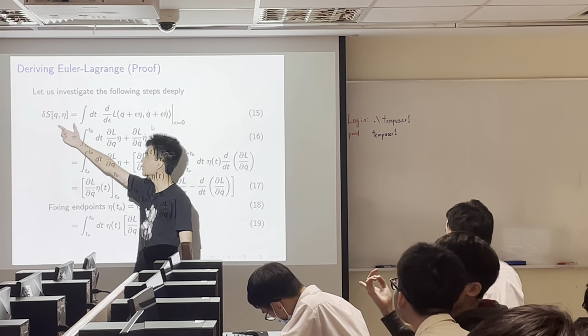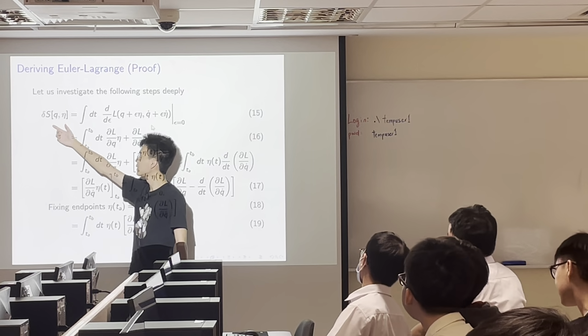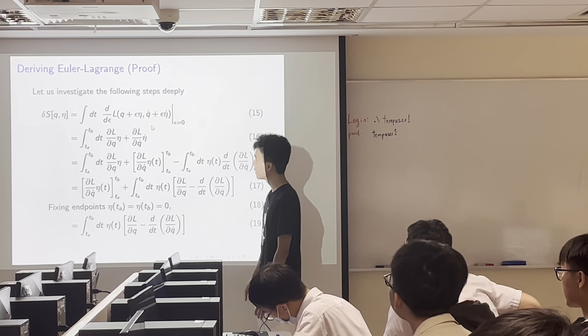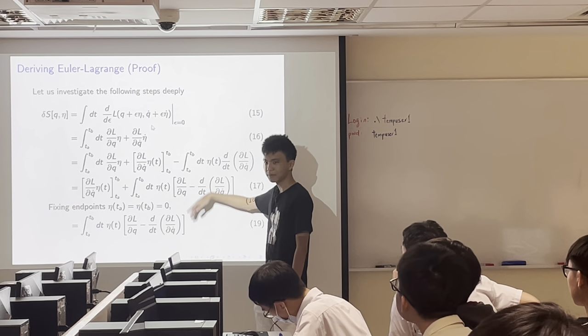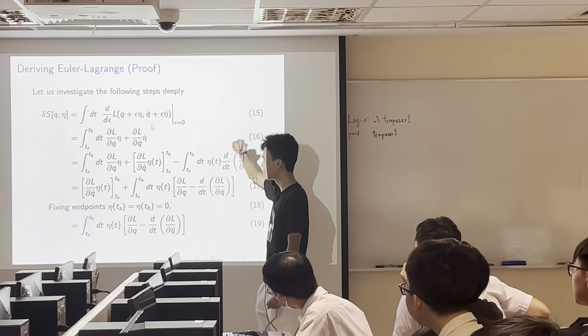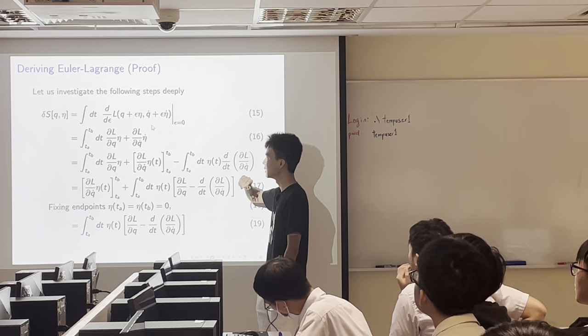Okay. So all that remains to do is to show the variation of S Q eta is equal to the quantity over here. So how do we do that? The standard steps you see are here. I'll explain each step clearly.